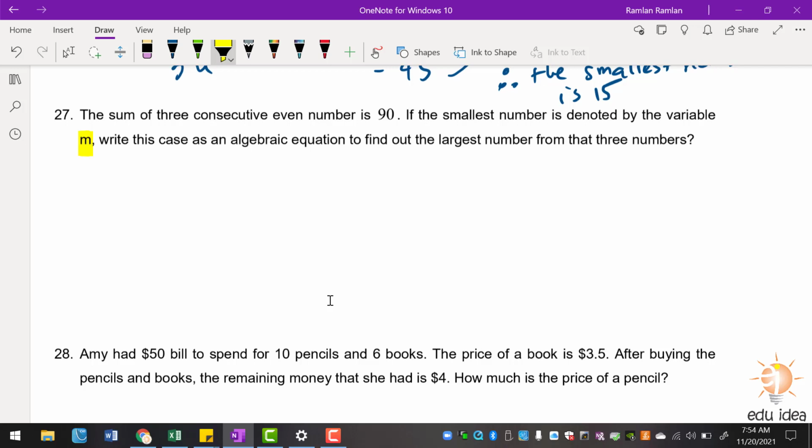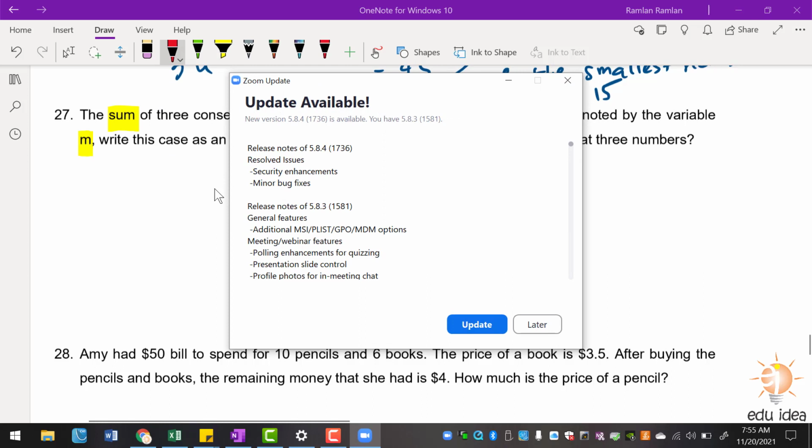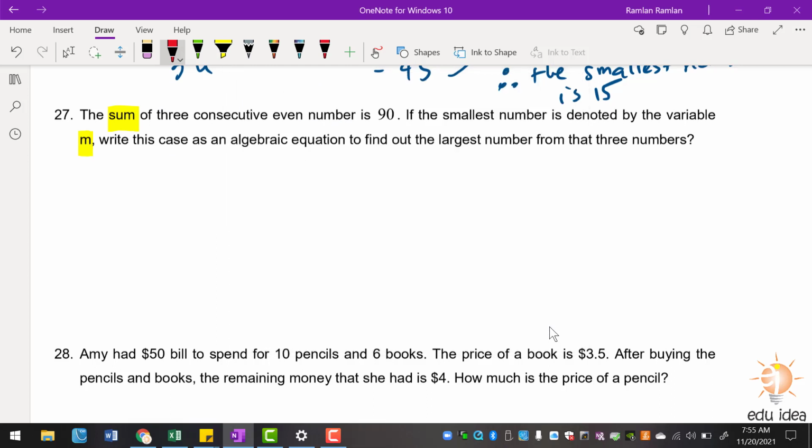Okay, for those 3 numbers, let's analyze step by step, sentence by sentence. The first sentence we have the sum. Again, the sum means the total, so you're adding, right? What are you adding? You're adding 3 consecutive even numbers. And then we have "is", which means equals. And that will be equal to 90, right? So if you add 3 terms, 3 consecutive even numbers, you get 90.